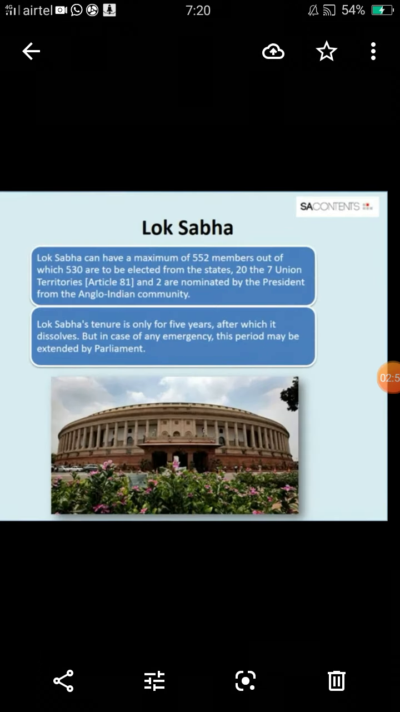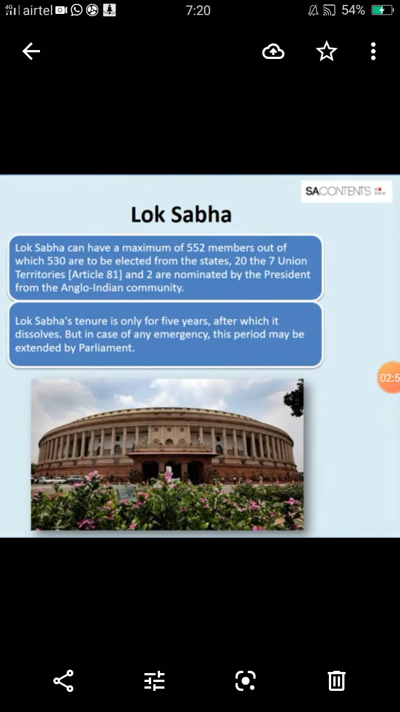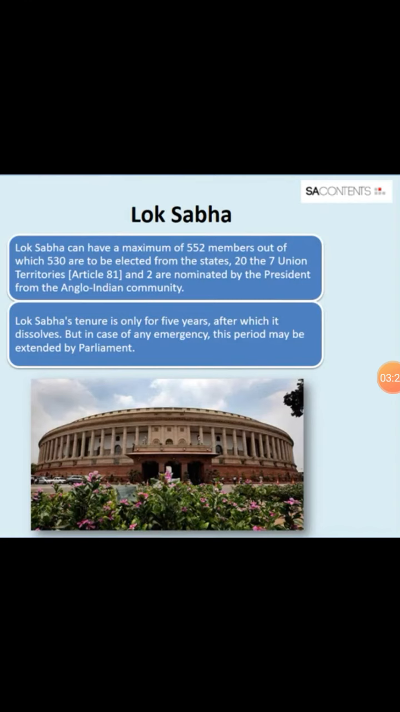Now, let's discuss the Lok Sabha. Lok Sabha can have a maximum of 552 members, out of which 530 are to be elected from the states, 20 from the seven union territories, and 2 are nominated by the president from the Anglo-Indian community. Lok Sabha tenure means the period is only 5 years, after which it dissolves. But in case of any emergency, this period may be extended by the parliament.